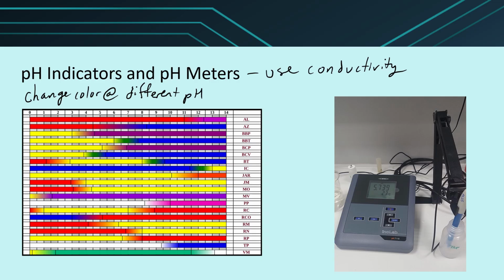Finally, let's talk about a couple different ways that we can measure pH. We can use an indicator. An indicator could be a liquid, or it could be dissolved into a paper, like a pH paper or a litmus paper, but they effectively change color at different pH values. So if you'll notice this chart here, the pH is at the top from 0 to 14, and then these are all different types of indicators. And they change to different colors at different pH ranges.